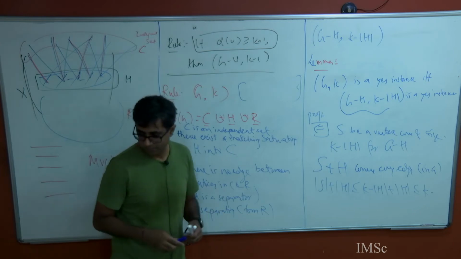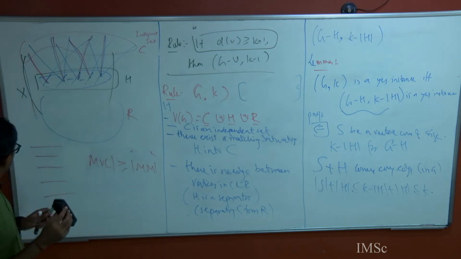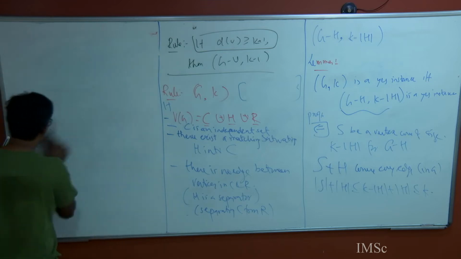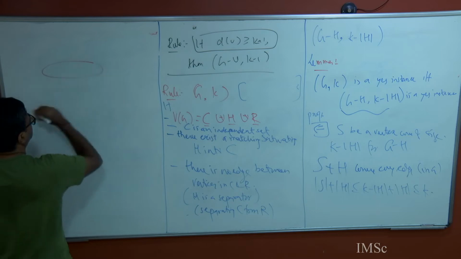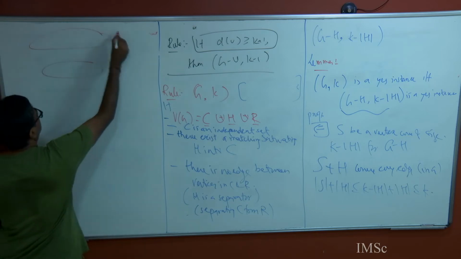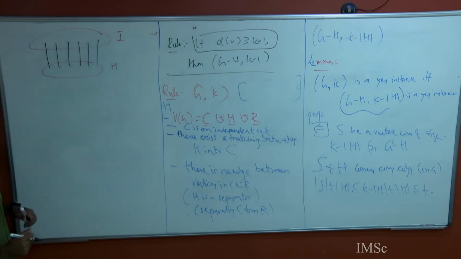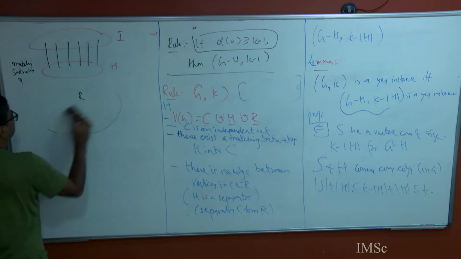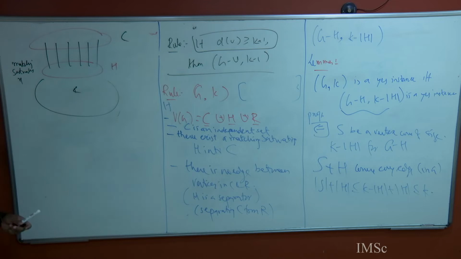So what may be non-obvious is the forward direction. Let's draw a smaller picture and prove the correctness. Here is an H. Here is an I. Here is a matching that saturates H, and here is the rest. The rest shouldn't be that big. I call this C.